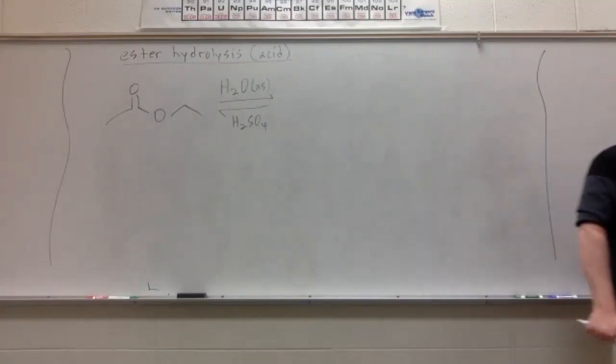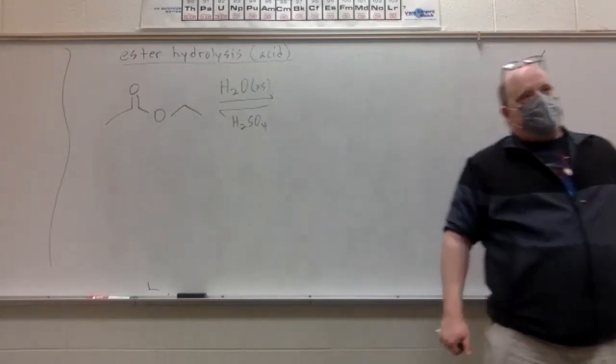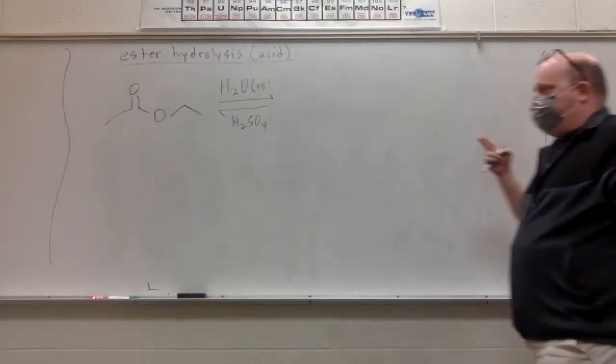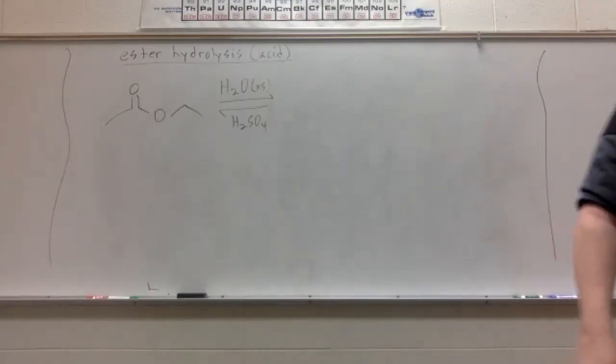I bet you guys could figure this mechanism out on your own. Let's see if we can do it together. What's the goal here? Well, we want to make the original ingredients of a Fischer esterification. So we want to end up with a molecule of a carboxylic acid, and we want to end up with a molecule of an alcohol. All right, so let's see how we go about doing it.